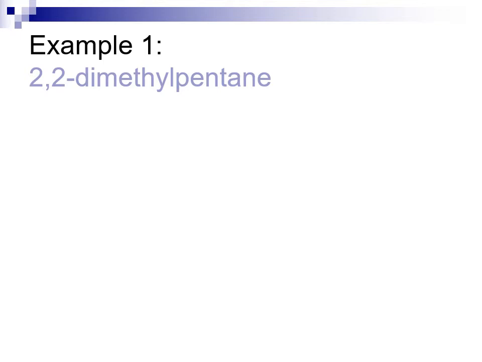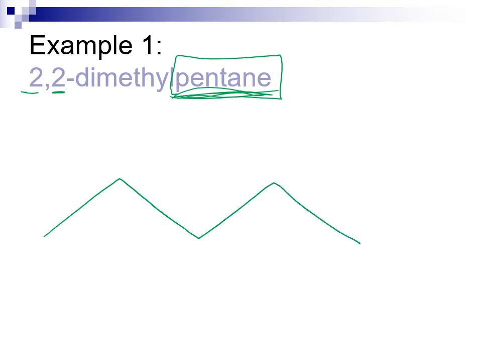These numbers tell us where the branches are. So this is going to be the parent at the end here. And when you're drawing these, you want to look at the name and find the parent first and say, okay, I'm dealing with pentane, and then there's this other stuff on pentane. So you'd want to start by drawing a line diagram for pentane, so 5 carbons.